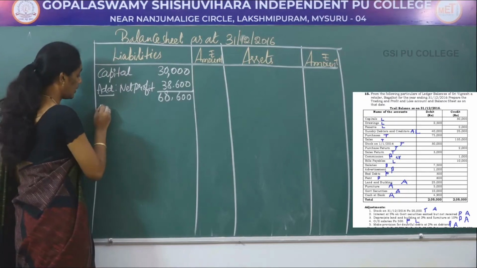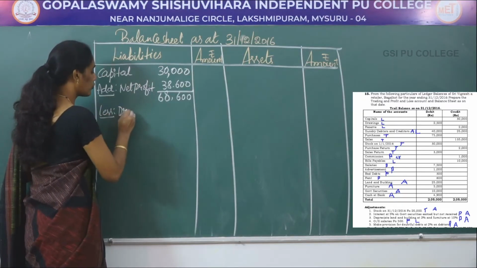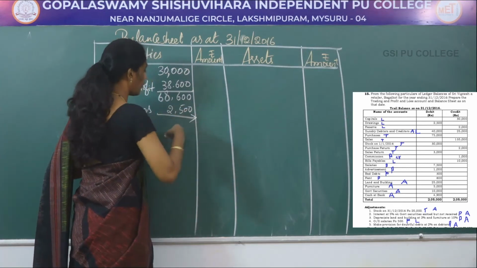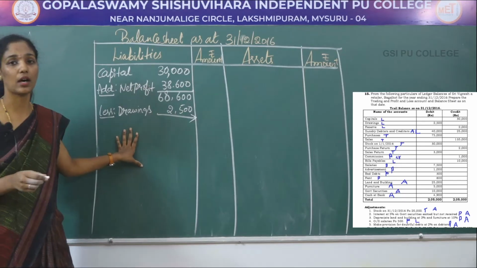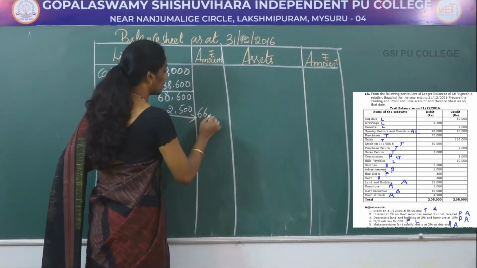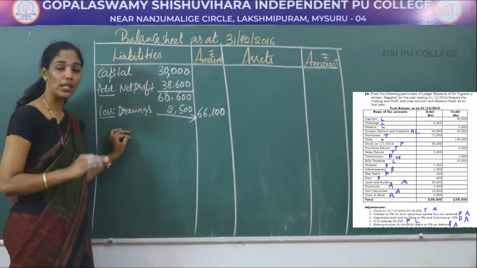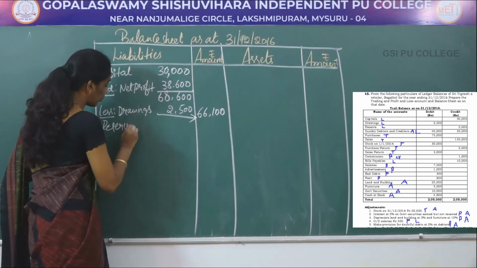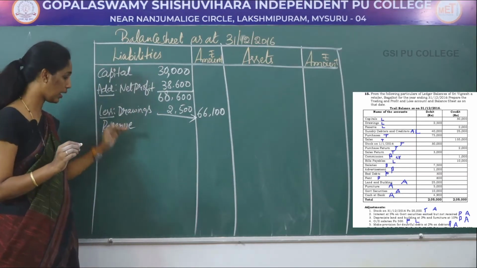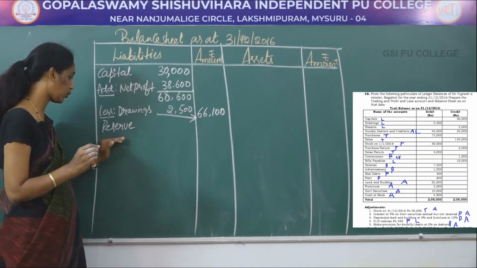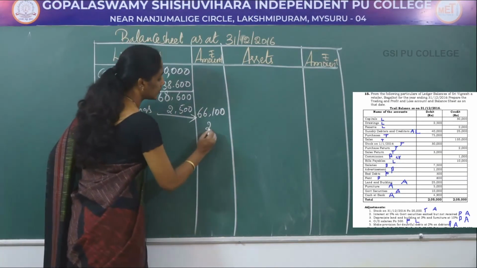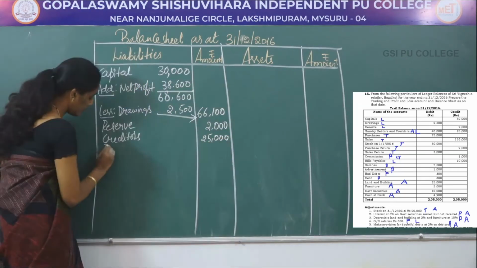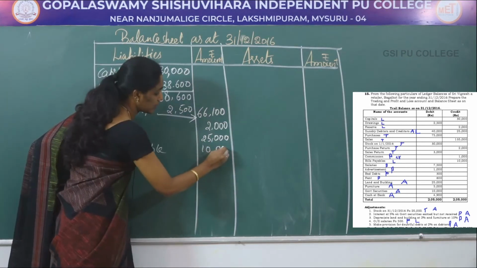68,600. Then deduct the amount of drawings from the total. The amount of drawings is 2,500. When you deduct 2,500 from 68,600, you will get 66,100. Next, record all the items which belong to the liabilities one by one. So all the items you have marked as L, record all those liabilities one by one. Reserve 2,000, creditors 25,000, bills payable 10,000.